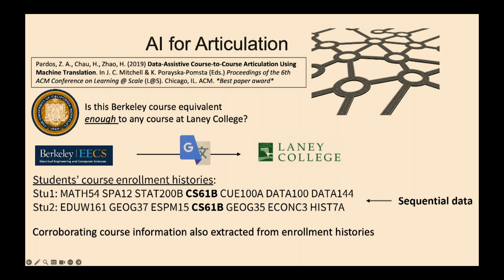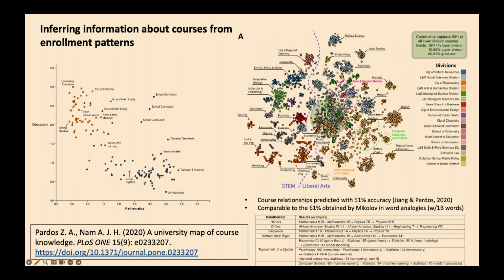But what we can do is use the enrollment histories as a kind of corroborating source of information that can fill in some of the blanks that might be lacking in the catalog description. So you can use some data science methods to data mine the enrollment histories and fill in some of that topical information about the course. And if you're into that kind of thing, look into this paper.